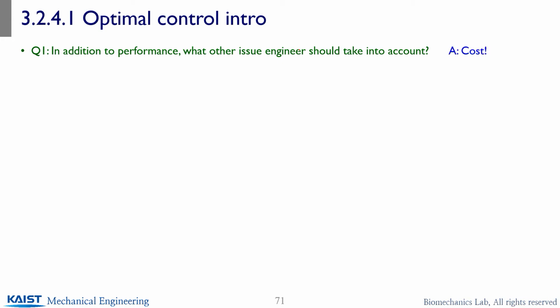Yeah, the cost, right? So even though your designed control could satisfy the performance, you should also satisfy the spec for the motor, the maximum torque that the motor could generate, or even the energy consumption for the motor to perform those controls. So control cost is also an important factor to take into account.